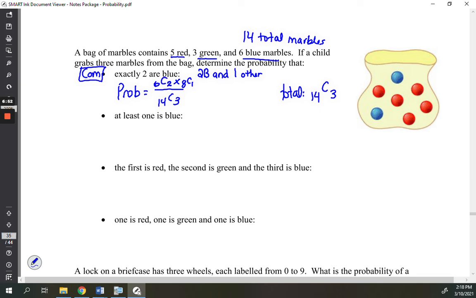You're going to type it in your calculator. And when you simplify it, you should get 30 out of 91 for your probability.